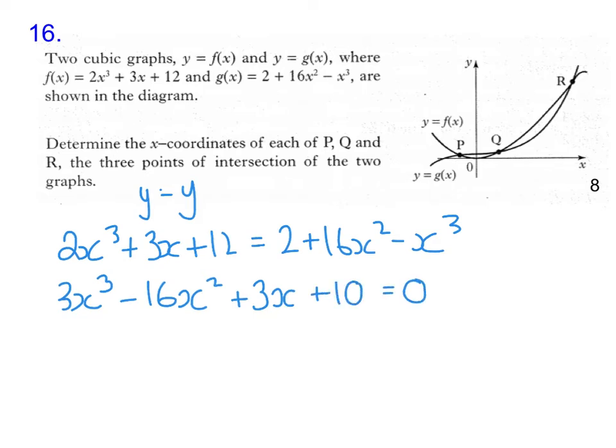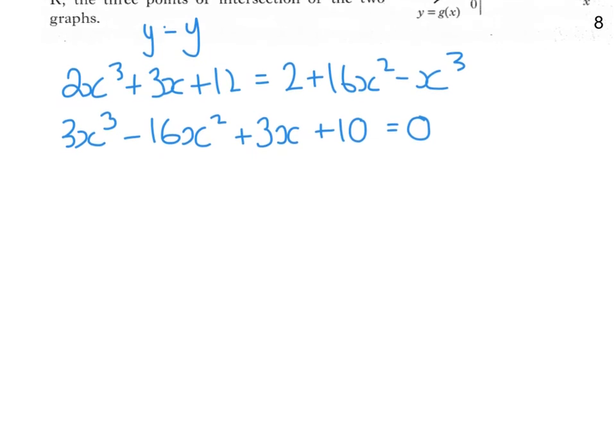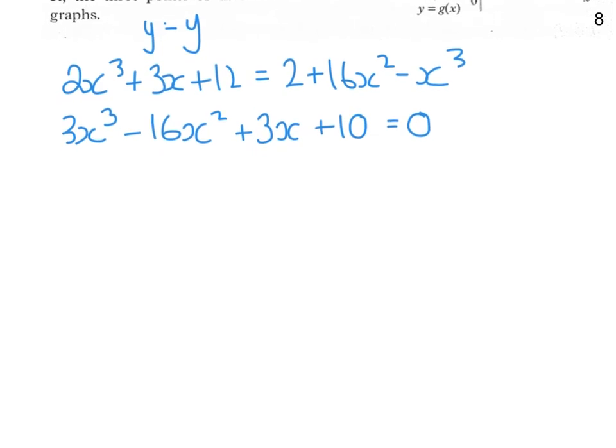So we have that. Now to find the points of intersection from there, you can't factorise that easily, so we're going to have to do synthetic division using polynomials. So that's when we do like the little table. And we're going to put in a 3, a minus 16, a 3 and a 10.